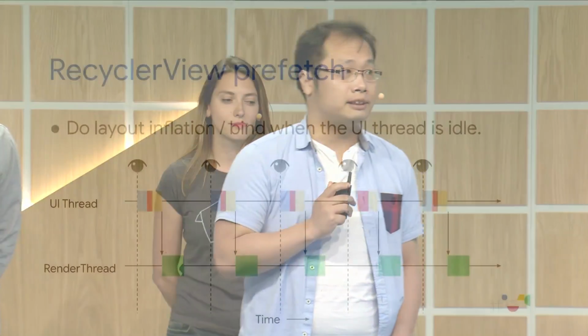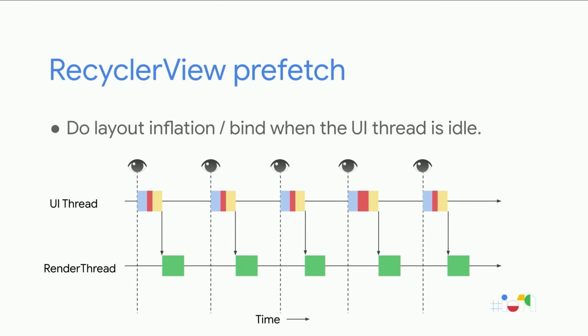Then this year, we added new utility APIs for easy integration with RecyclerView prefetch. Before looking into the details, let's see the overview of RecyclerView prefetch. This figure shows the workload of the UI thread and render thread. The UI thread does some work and passes the rendering work to the render thread. The eye icon shows the timing of vsync.